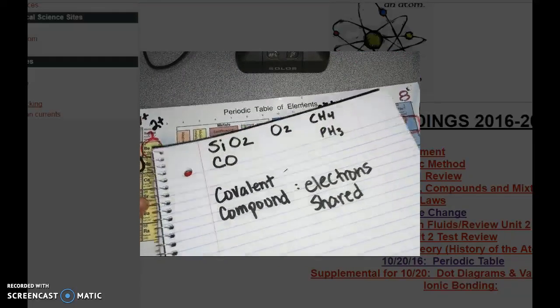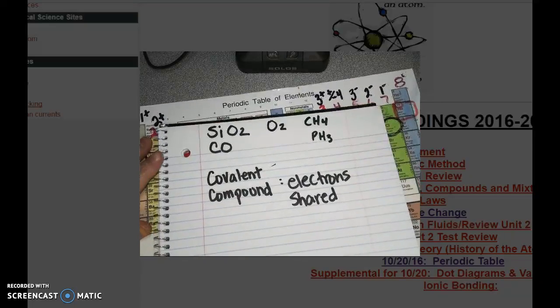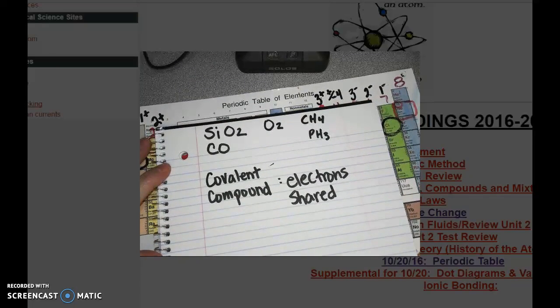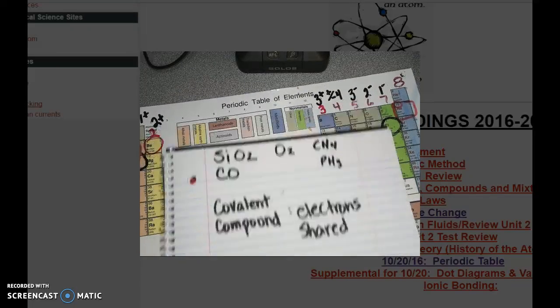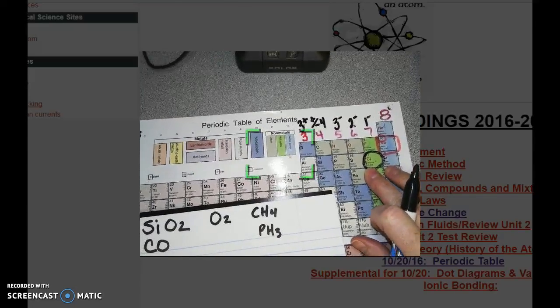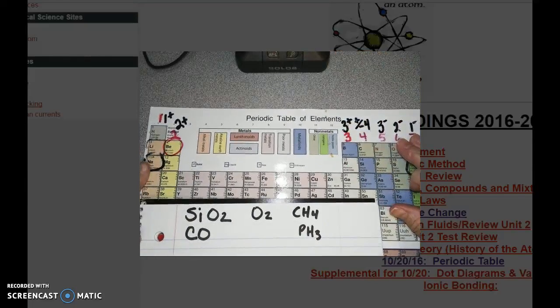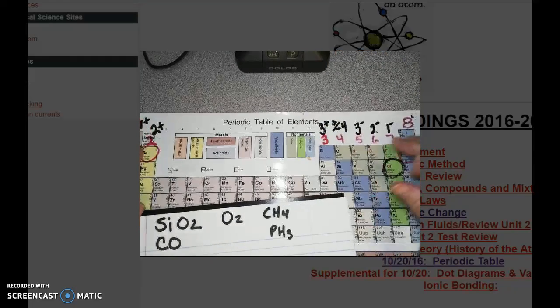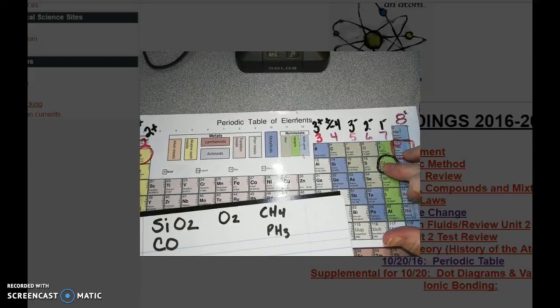So one thing I failed to mention in the last tutorial was that ionic bonds are typically bonds between metals and nonmetals, right? Because if you remember, metals are positively charged and nonmetals are negatively charged. And we always write them with the positive charge first. So it's always going to be the positively charged ion and then the negatively charged ion. That's how you would write them and that's how you would read them.